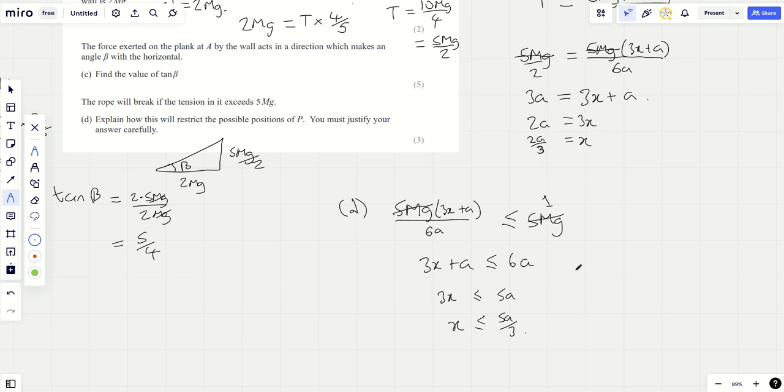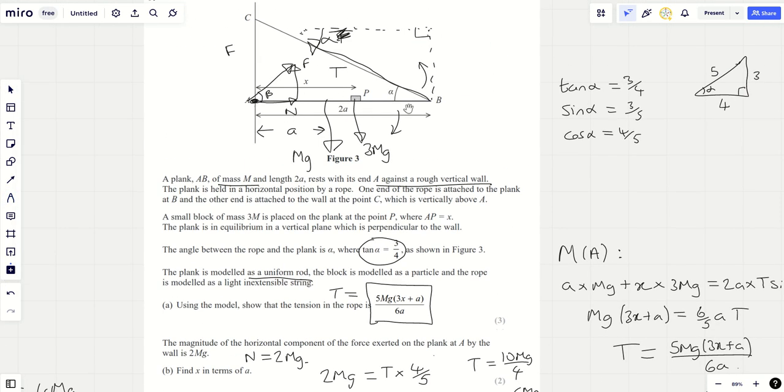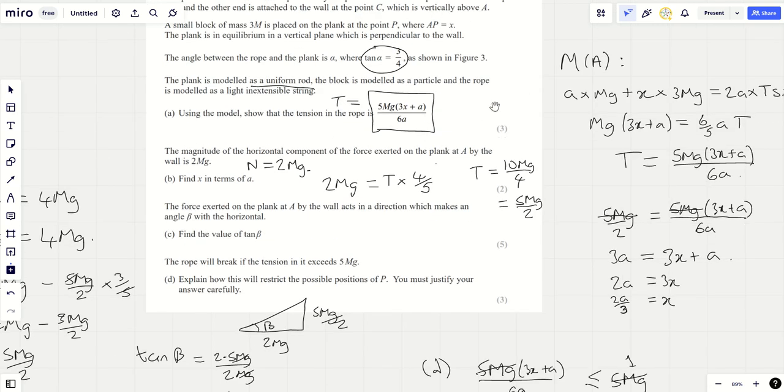It might be wise to explain. Yeah, we need the particle. They do like a concluding remark sometimes, to be less than 5a over 3 from a. Yeah, because it's measured from a, I think it was anyway. I hope so. There we go. So x must be less than or equal to 5a over 3. It can't go over that or the rope will break.